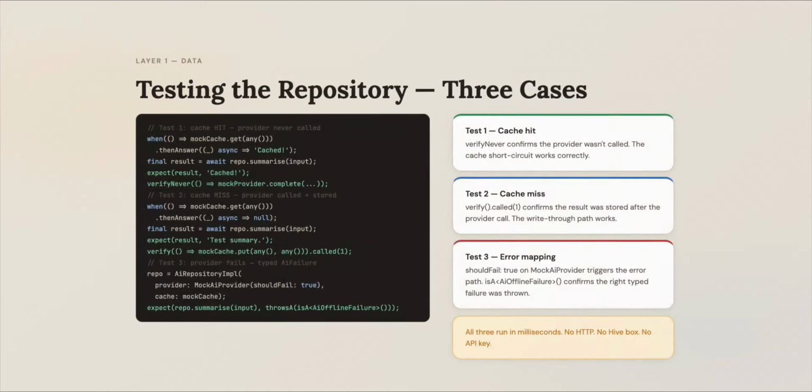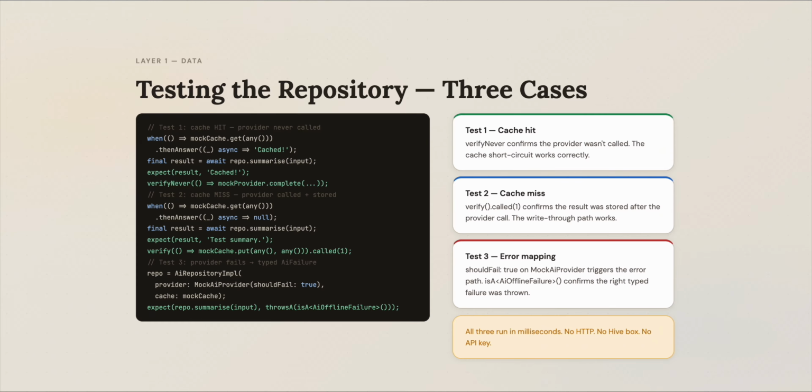The repository is a fast seam. It takes a prompt, calls the provider, and returns a response. Optionally stores it in a cache. The mock AI provider from lesson 6 carries all three tests. The should fail flag turns on the error path. The mock response controls the returned content. The mock cache via mocktail intercepts cache calls. And your repository is now testable without a network connection or an API key or a running Drift DB.